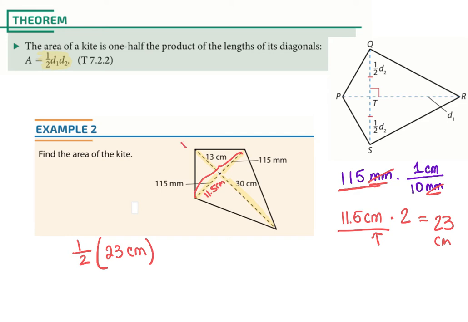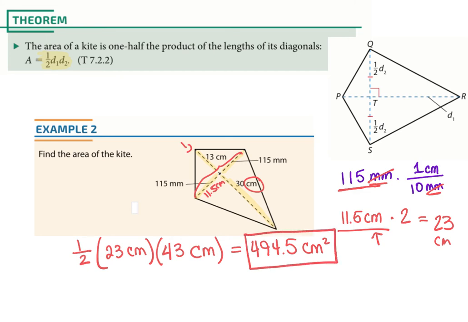And then what's my other diagonal? It's 13 and 30, so what's my other diagonal going to be? This is going to be 43 centimeters, right? 13 and 30. And then you just plug it in: 1/2 times 23 times 43, and you are going to get a decimal because of that 1/2, 494.5. We converted this to centimeters, so my units are square centimeters.